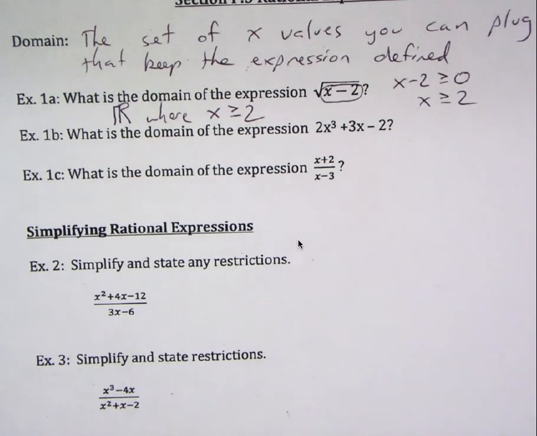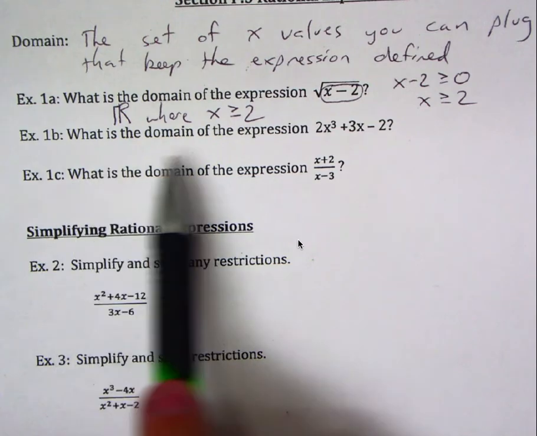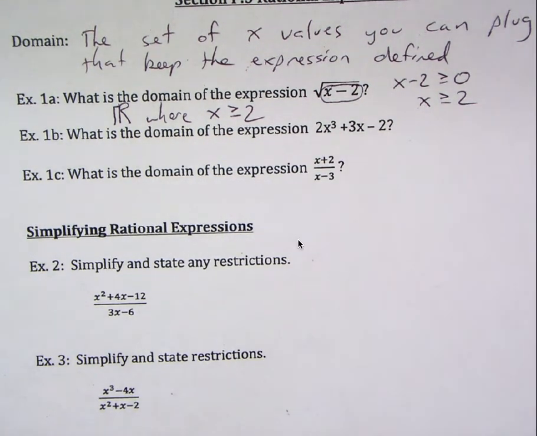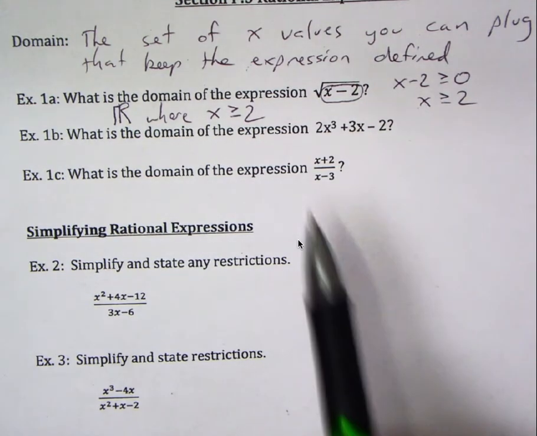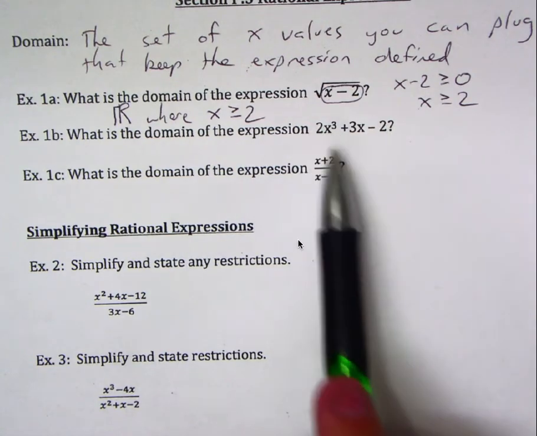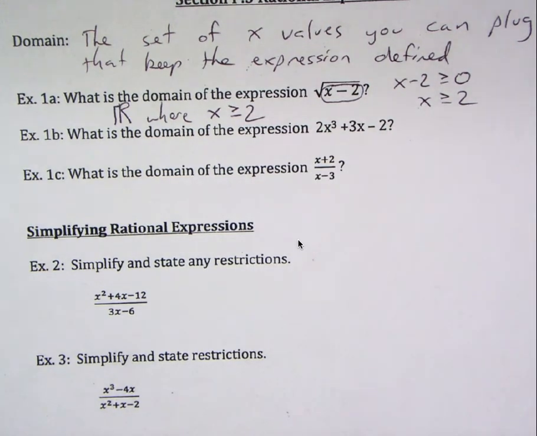Second one. What is the domain? Let me make sure this is recording real quick. Yeah, I think it's recording. So B says, what is the domain of this expression? It's saying, what are you allowed to plug in for x? Well, think about it. What types of numbers can you plug in for x that when you take out your calculator and do PEMDAS, you get a value in the end? I just want you to think about that. What can you plug in for x there?